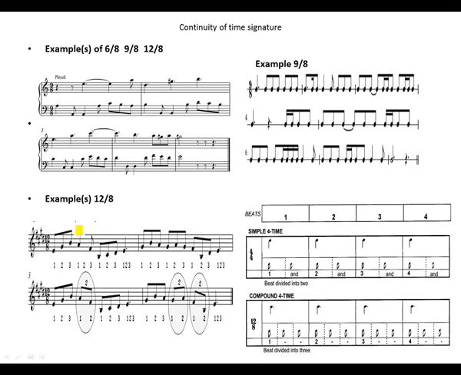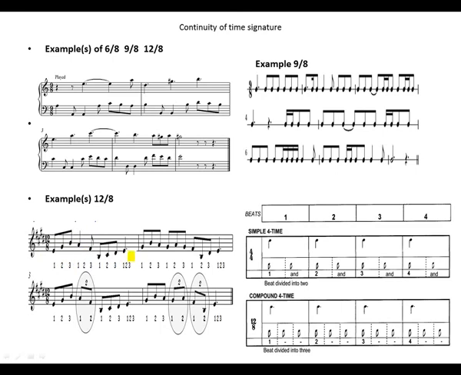Example of 12-8. In one bar we need to have 12. Remember, the top tells us how many, the bottom what kind. So here in 12-8 we need to have 12 quavers. So let's see if we have 12 quavers. 3, 4, 5, 6, 7, 8, 9, 10, 11, 12.